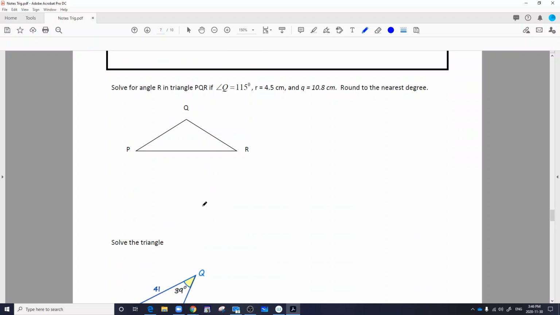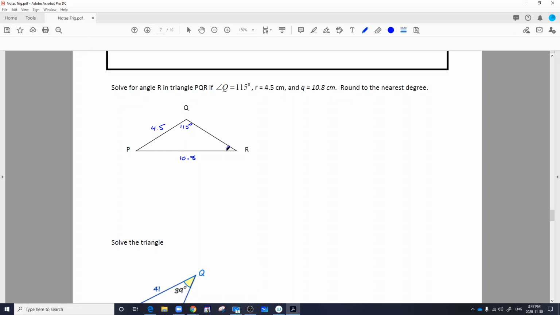So this one, they're not giving me all the information. They're saying solve for angle R in triangle PQR if... So it doesn't matter where you put P, Q and R. I drew this triangle and put the letters on it because when I teach it in class, I want everybody to put them in the same place so that I don't have to explain it in different ways. But if you put Q here and P here and R here, it would still work. So it says solve for angle R if angle Q is 115 degrees, so there's a known angle, side R, which is across from angle R, is 4.5 centimeters, and side Q, which is across from angle Q, is 10.8 centimeters. This time, I'm asked to solve for an angle.